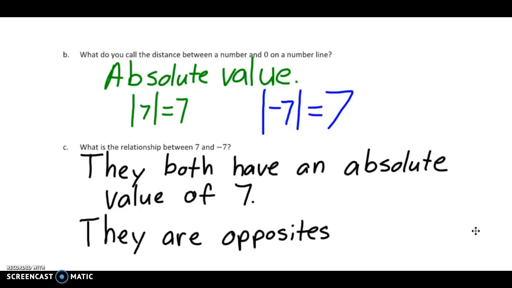As I just described, both 7 and negative 7 would have an absolute value of 7. They are both the same distance from 0. Because of that, we could say they are opposites. All right, both the same distance from 0, but on opposite sides of the number line.